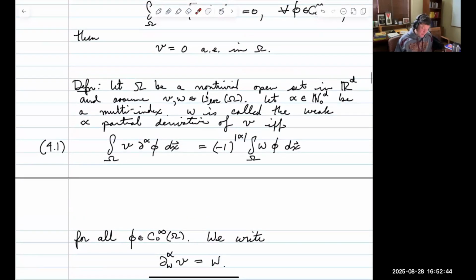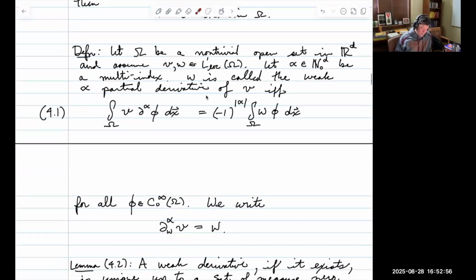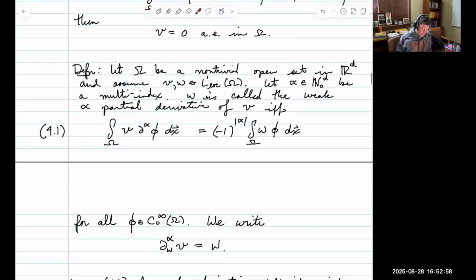Well, a measurable set: if it has at most measure 0, then it's a set of measure 0. And now comes the big definition that I want to make, and that is the so-called definition of what we mean by the weak derivative.